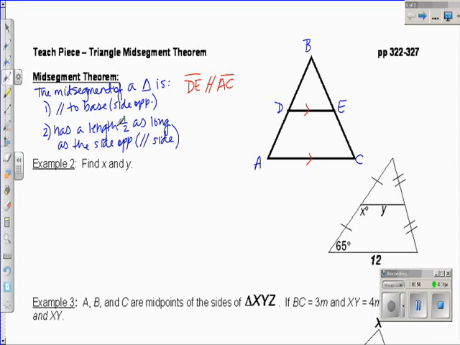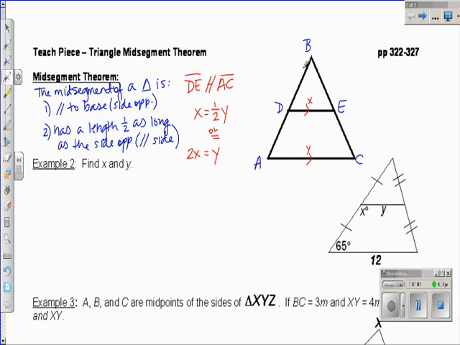And then it has a length that's half as long as the side opposite, or the parallel side, which means that if DE, if we called that length X and AC were Y, then X equals half the length of Y, or 2X equals the length of Y.